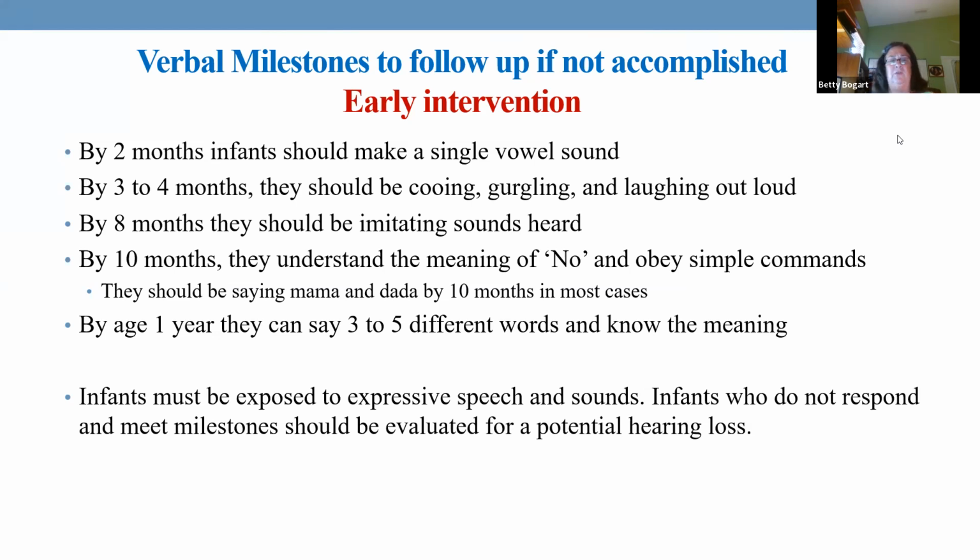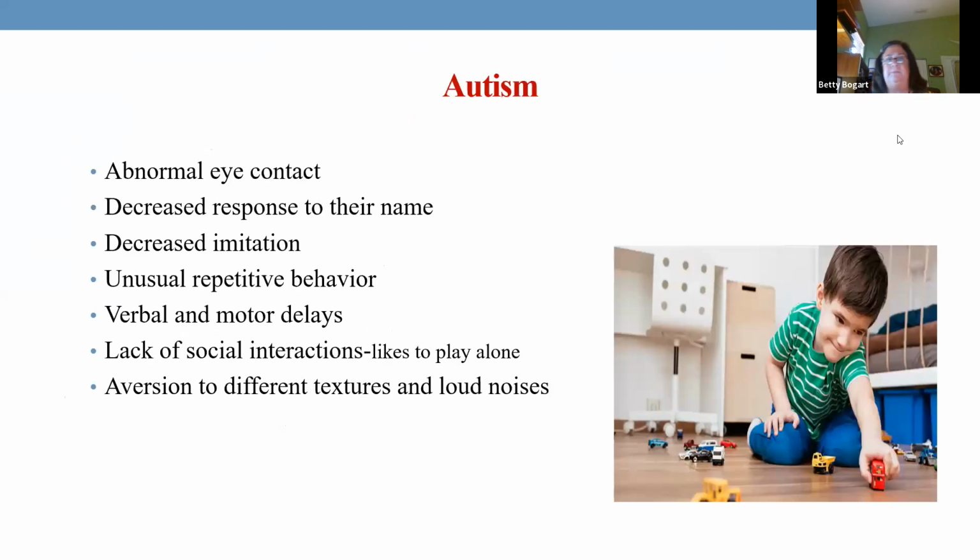Now, these children who do not respond and do not talk the way that they should, the first thing that needs to be done is they should be evaluated for potential hearing loss. Because if you can't hear, you don't know that you should be making a sound. So the first thing is to look at hearing. Now, children are born, they get a hearing test, but it doesn't mean that they don't lose their hearing as they go on.